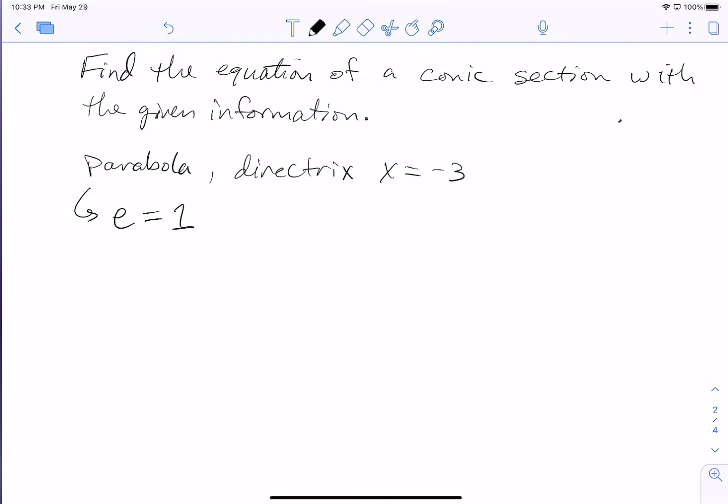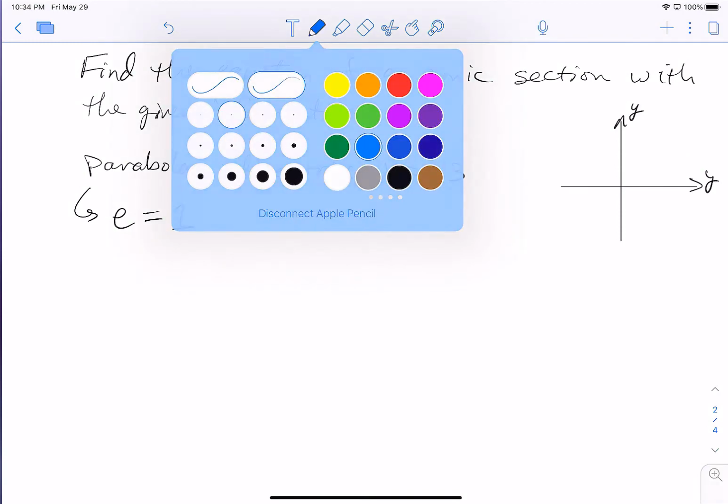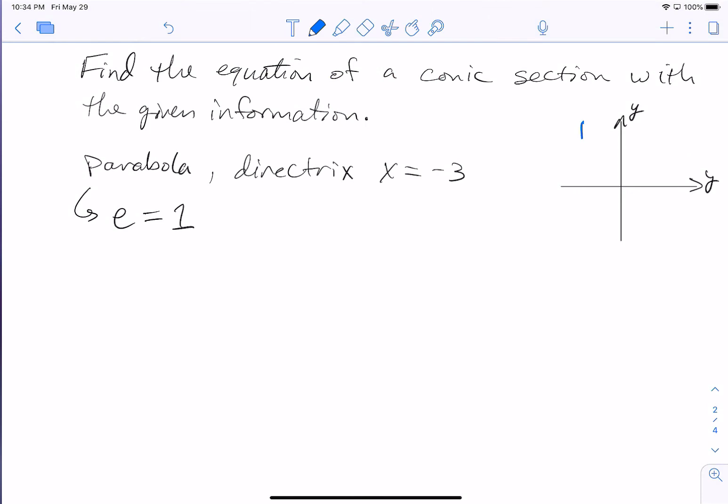I find it useful to orient myself by drawing basically whatever information we have. And here on the xy plane, the information that we have is that the directrix has an equation x equals -3. So I know it's a vertical line to the left of the y-axis. And that tells me two things.